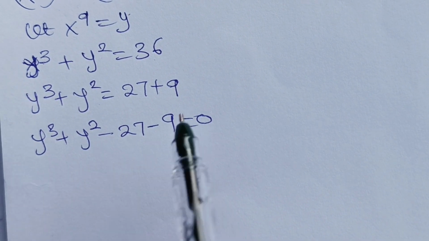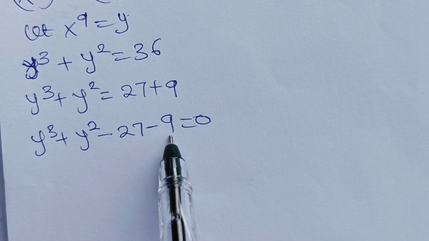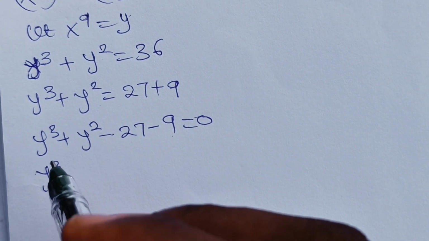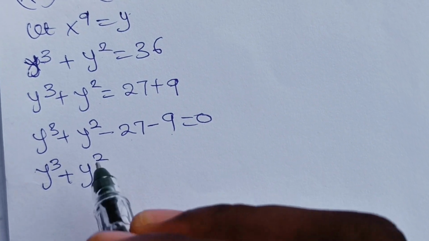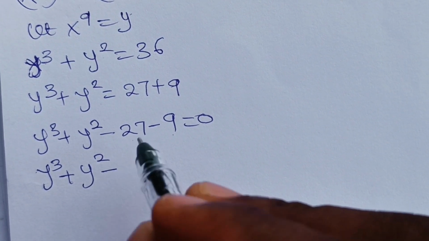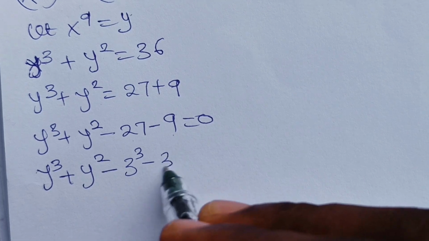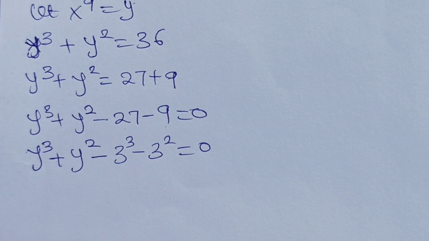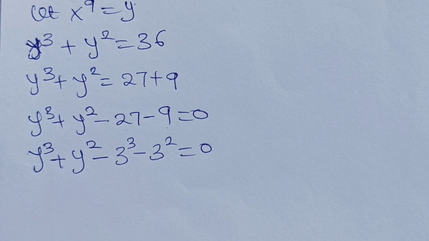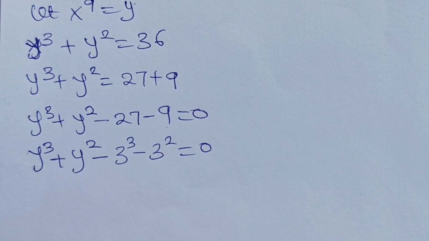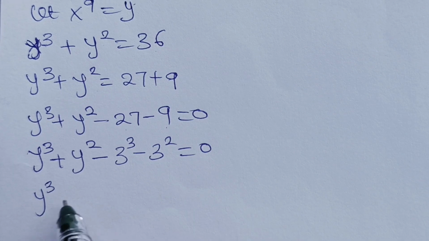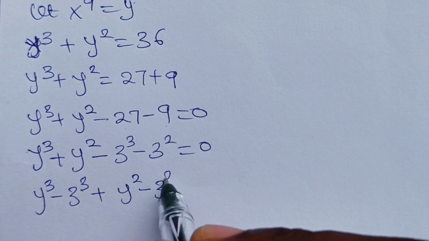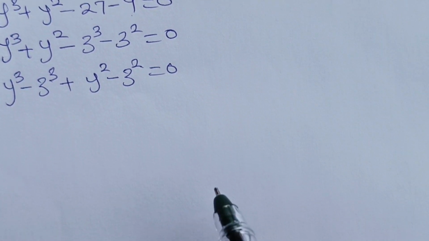Okay, so I'm now going to express this in terms of cube and this in terms of square. So we have y to the power of 3 plus y squared minus 3 to the power of 3 minus 3 squared is equal to 0. Now I'm going to collect like terms. I'll keep cubes together and then I'll bring squares together as well. Okay, so we have y to the power of 3 minus 3 to the power of 3 plus y to the power of 2 minus 3 to the power of 2 is equal to 0.